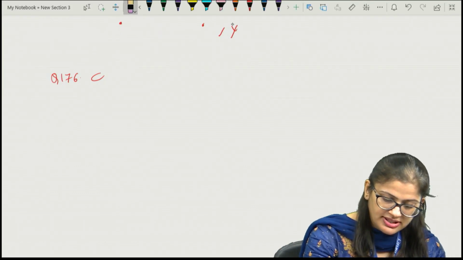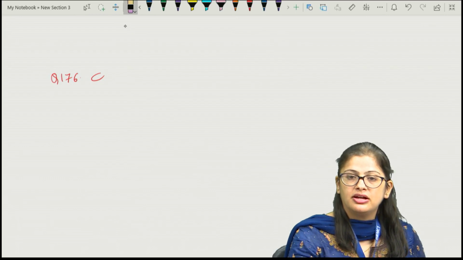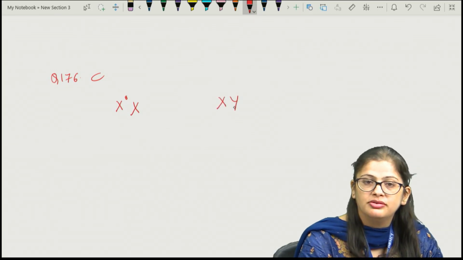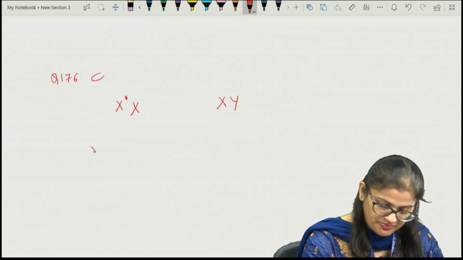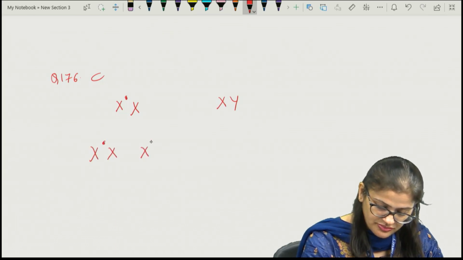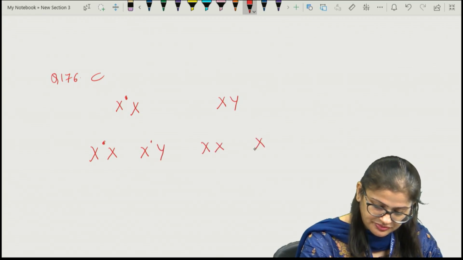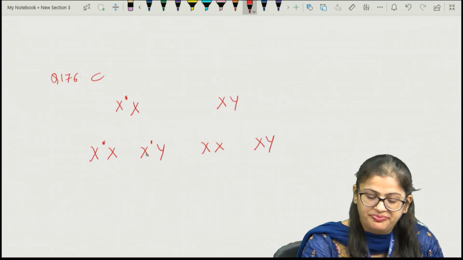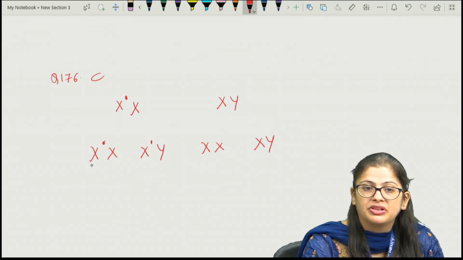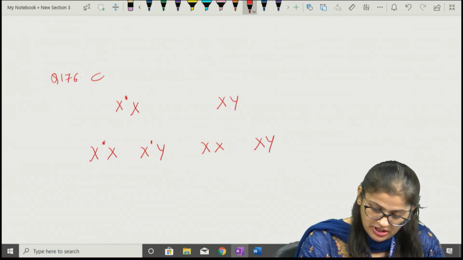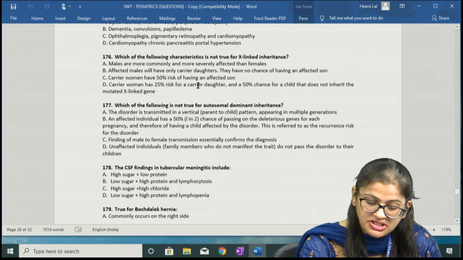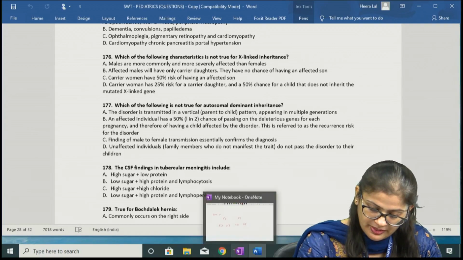So we see how X-linked inheritance works. If there is a carrier woman, how would it go? This is a carrier woman and this is a normal male. This is an X-linked disease that we are talking about. We see that there is a 25% risk of the male getting affected and 25% risk that there would be one carrier. So basically they were asking you about what is not true for X-linked inheritance. So the carrier woman having 50% risk of having an affected son is the correct answer to this question.